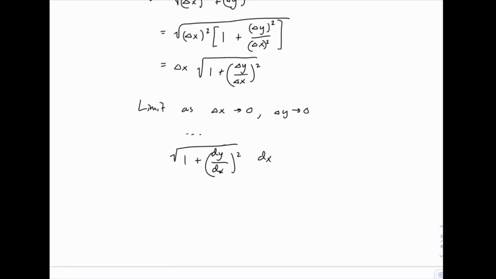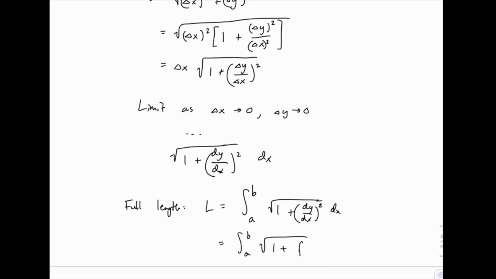So it turns out that the full length of the arc, we'll call this L, is the integral from the beginning to the end of the square root of 1 plus dy/dx squared dx. Or we could write it as the integral of the square root of 1 plus f prime of x squared dx.